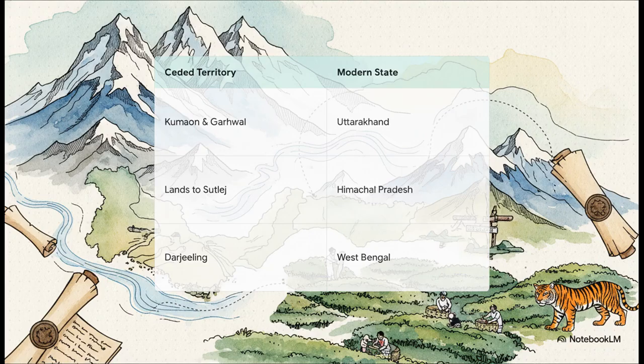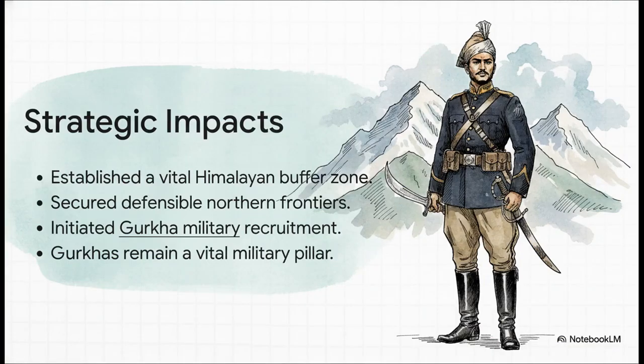Territory stretching westward helped shape modern Himachal Pradesh, and the lowlands to the east ultimately gave India the world-famous region of Darjeeling and West Bengal. And it wasn't just about drawing lines on a map. This was about serious strategic advantage.